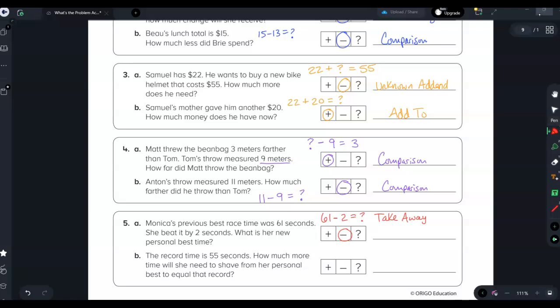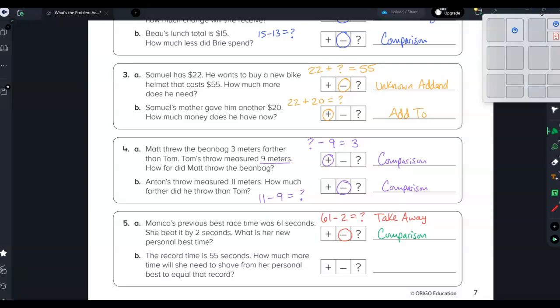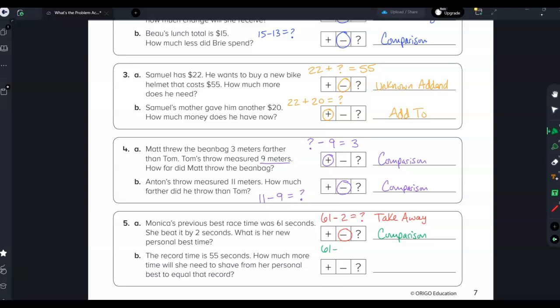All right, but then what if we viewed it as a comparison problem? Let's look at that possibility. If we thought of this as a comparison problem, then we're comparing two things. What two things are we comparing? Well, we're comparing her previous race time with her new race time, right? And so the setup equation would be bigger minus smaller equals difference. Which one is the bigger value, the previous best race time or the new one? Well, she beat it, so that means it's now shorter, right? So the bigger number is the previous one. So it would be 61 minus, and then what's the new race time? That's what I don't know, right? I don't know what that new race time is. But I do know that we beat it by 2 seconds. So I know the difference between the old race time and the new race time is 2 seconds. So that would be my setup.